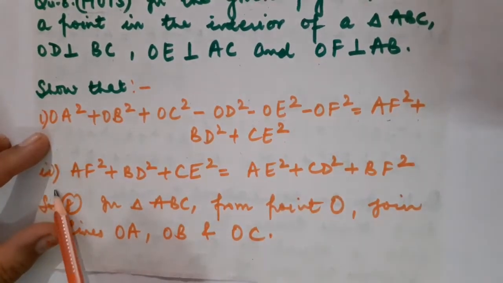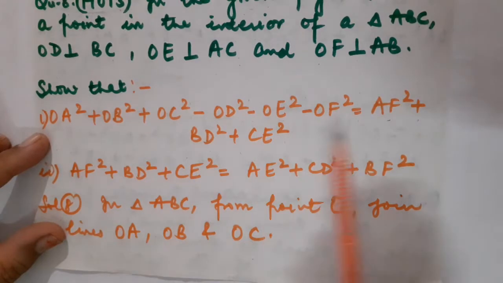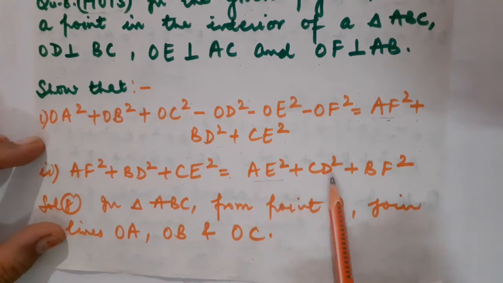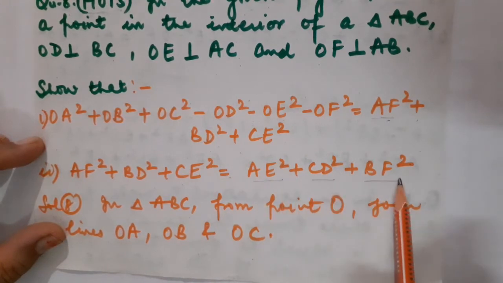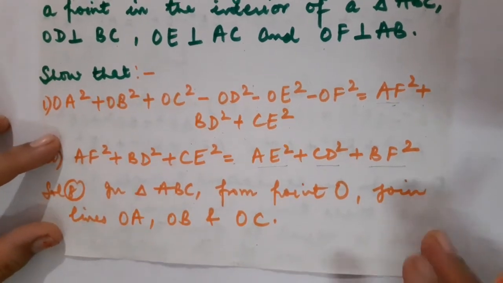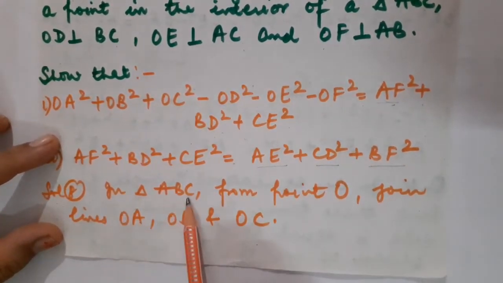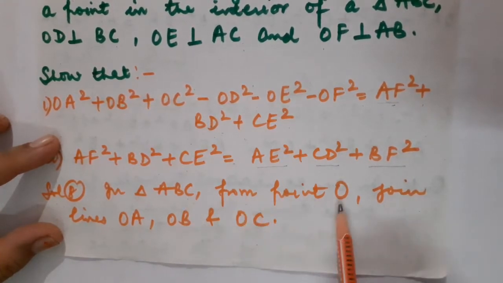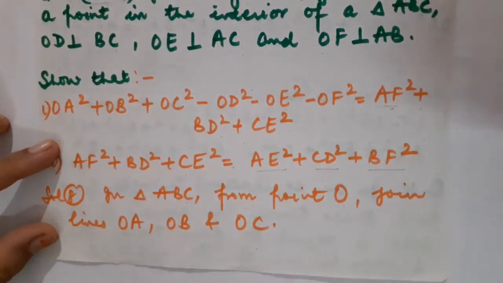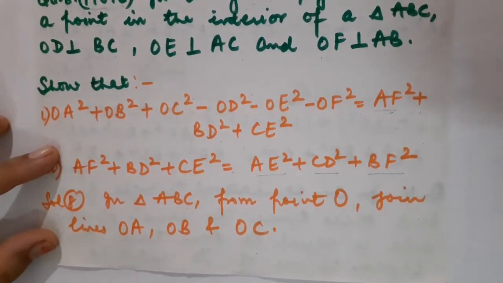And in second part, what we have to prove? AF square plus BD square plus CE square is equal to AE square plus CD square plus BF square. Got it? So let us start its solution now. There is a triangle ABC which is given to us. From point O, join line OA, OB and OC. This is the part of the construction which I have done.